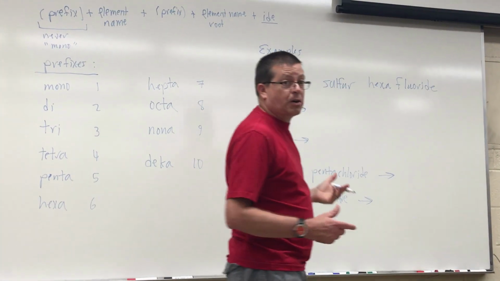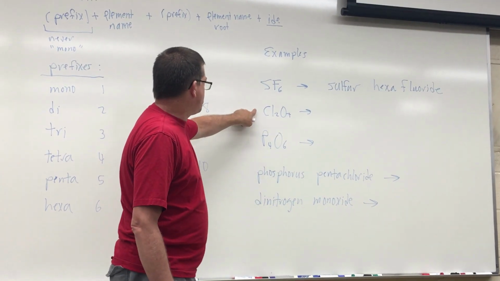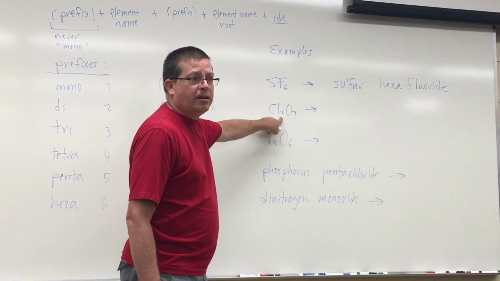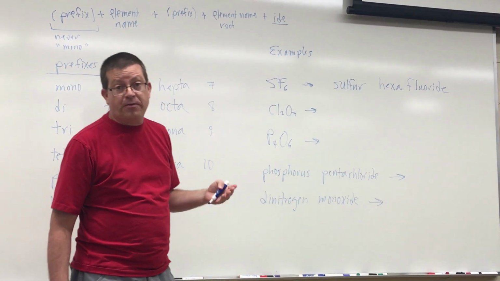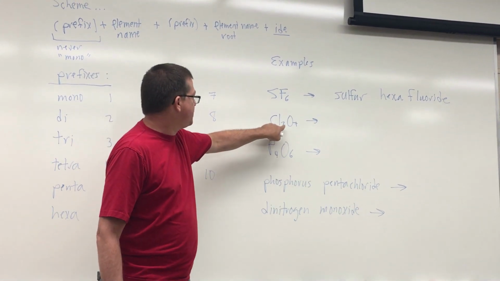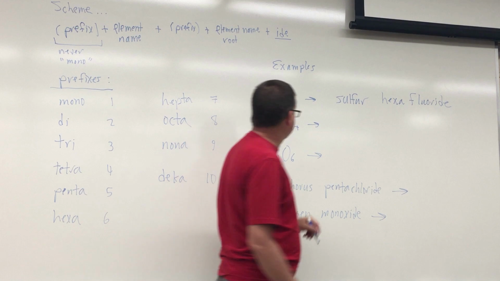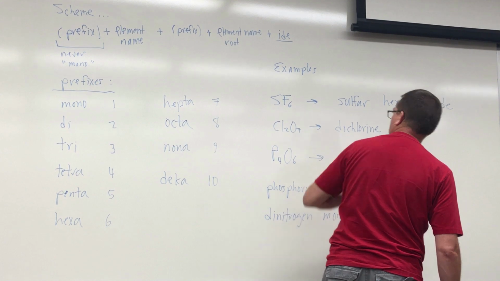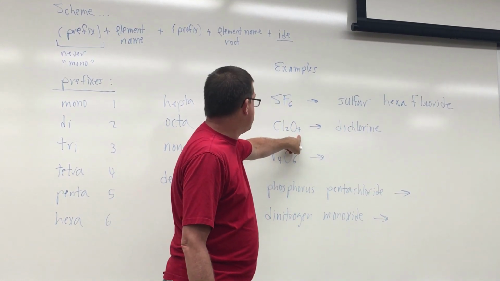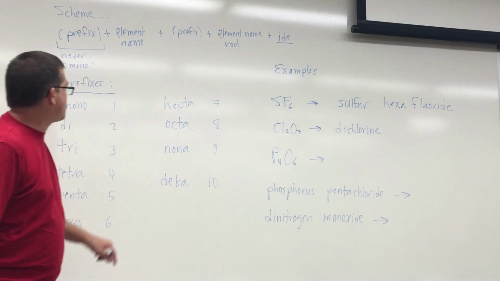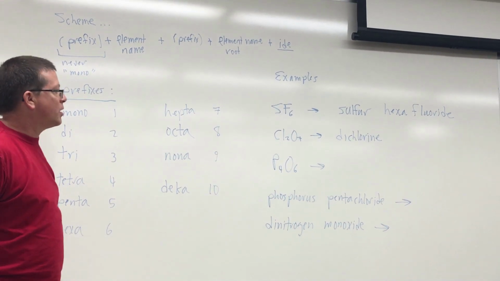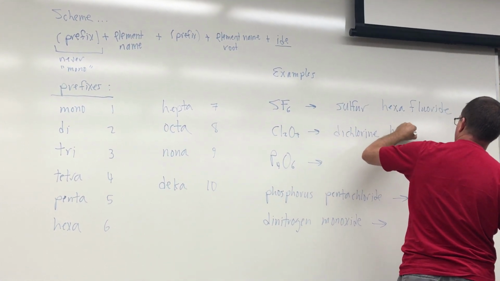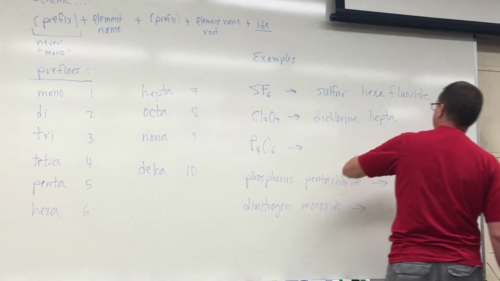So again, this follows our protocol. Now, let's do this next one. So I've got chlorine and oxygen here. Now I've got 2 chlorines in front. So now I actually have to apply a prefix to the first element. So I'm going to call this dichlorine. And then take a look at what we've got here. We have 7 oxygens. So our prefix for 7 is hepta. So we're going to call this dichlorine heptaoxide.